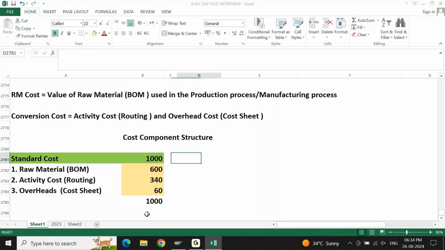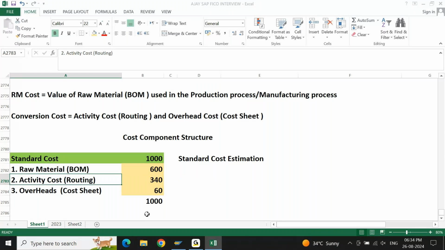Now this 1000 is coming with the help of what? The standard cost estimate. When you are talking about cost estimation, these three points are important. Now when you are talking about standard cost estimation, there are two types of cost estimation. What are those two types? With quantity structure or without quantity structure.